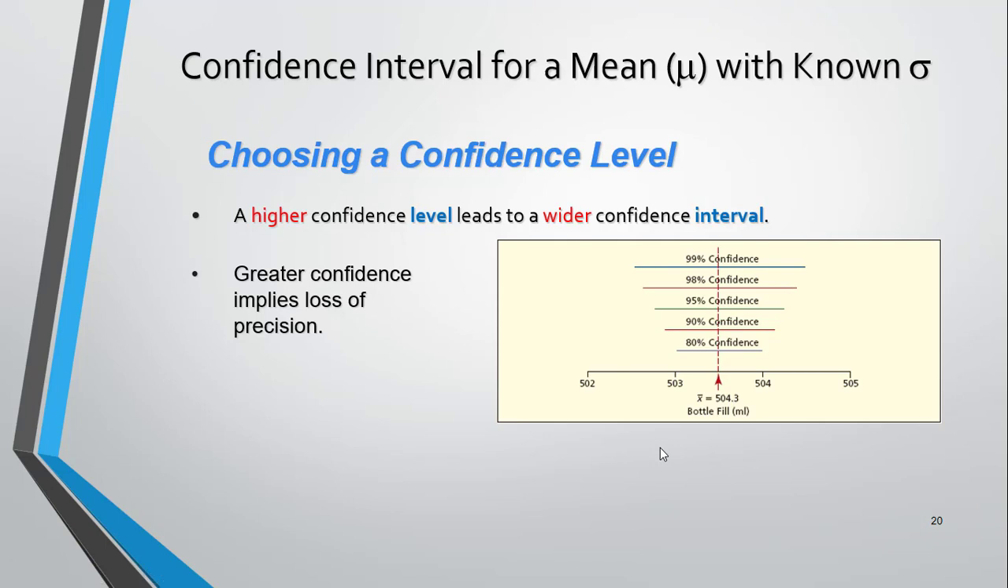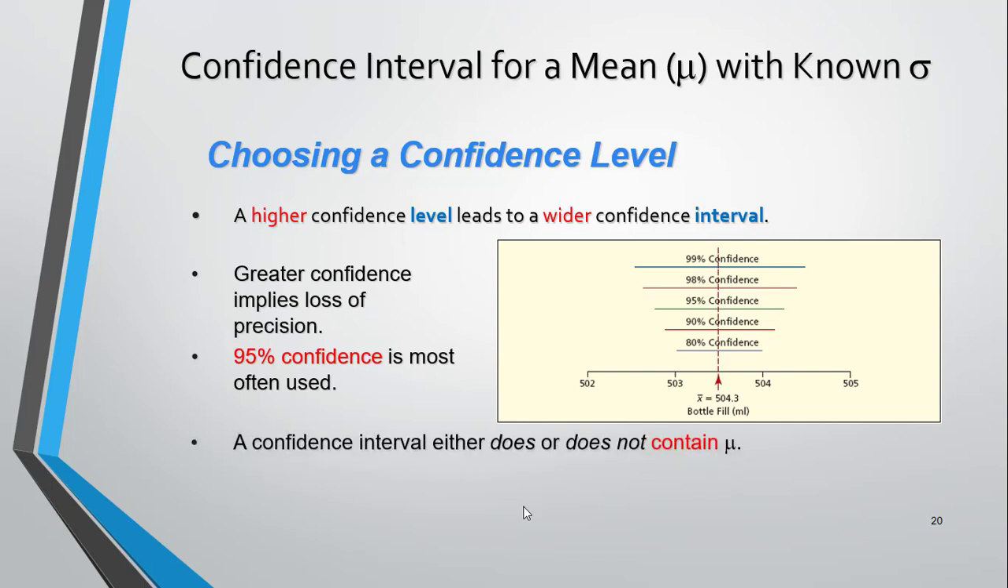A greater confidence implies loss of precision. If you're 99% confident, of course you have to cover a large area, and then you lose some precision. But the 95% confidence level is most often used. We use that most often. We're happy with 95% confidence.